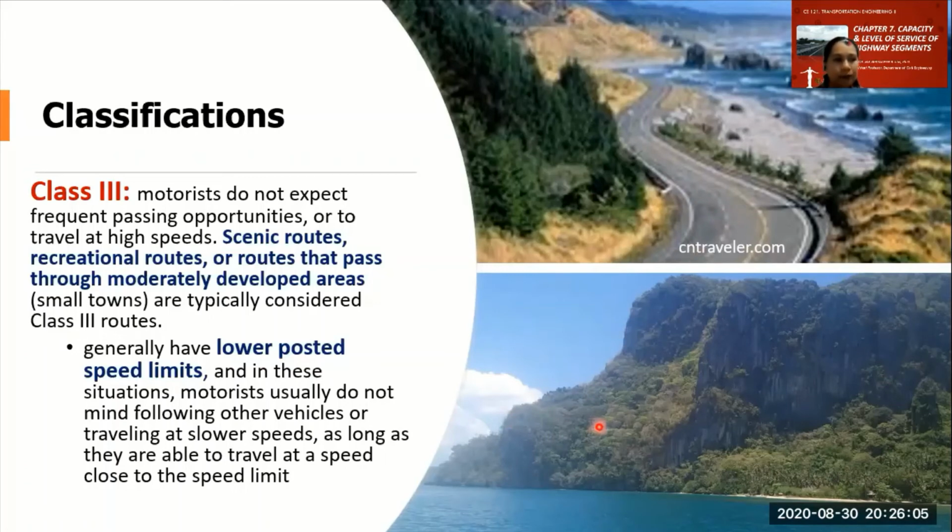If you are a driver who is really going through these routes, then you do not expect to travel at high speeds. Generally you have lower posted speeds in these Class 3 highways. In these situations, motorists usually do not mind following other vehicles or traveling at low speeds.